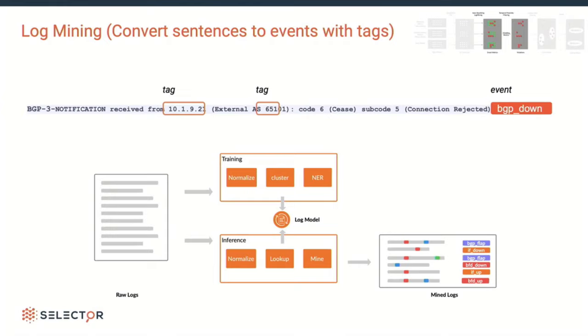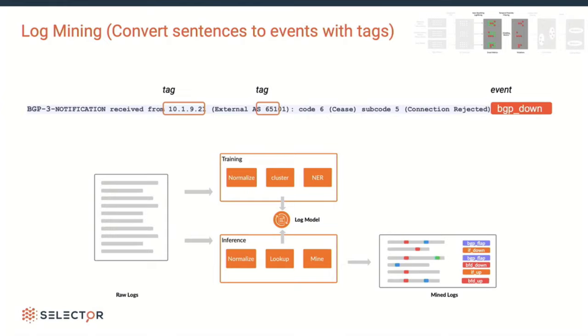Traditionally, folks have written regular expression parsers to get that information back. Regular expression parsers are impossible to maintain. The moment you write them, the vendor is going to change the description in the next release, and you have to go back and change the expression. So you need to reverse engineer from the log.